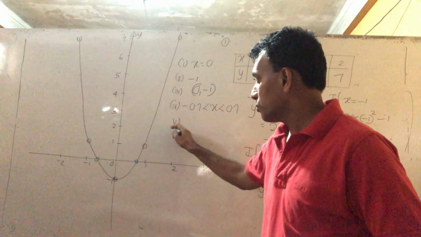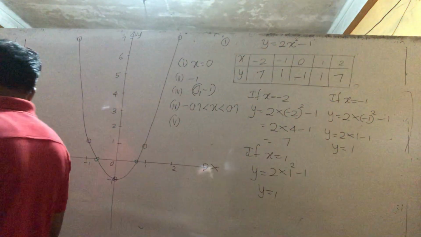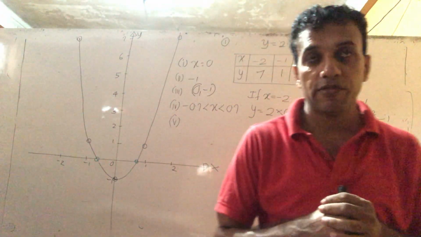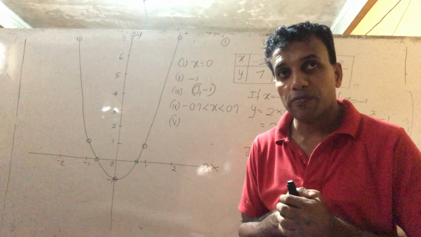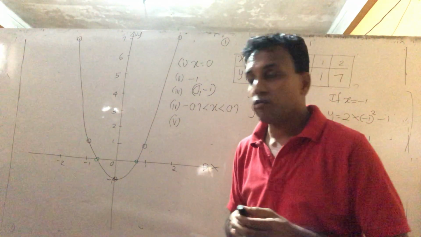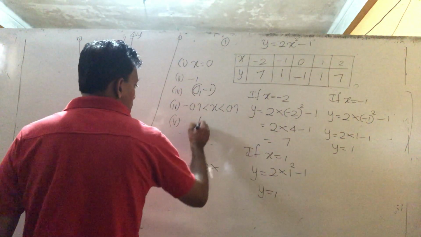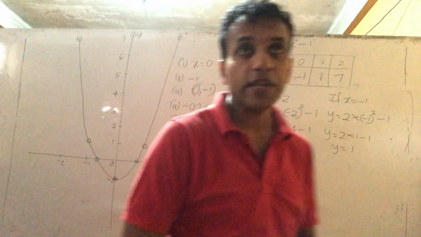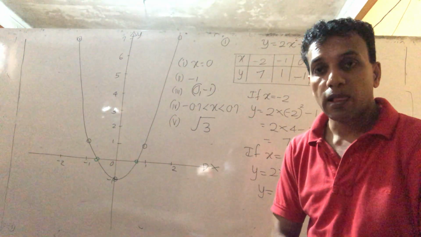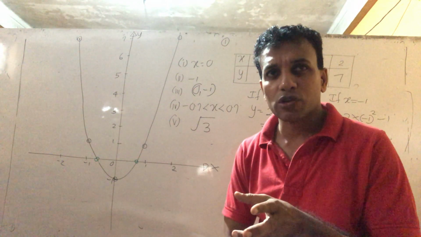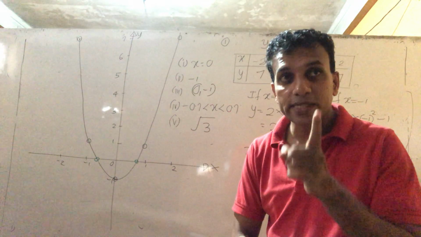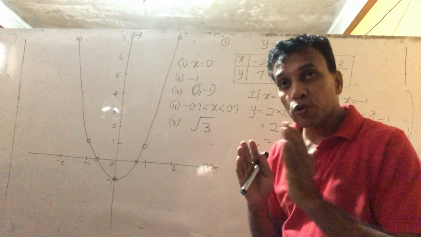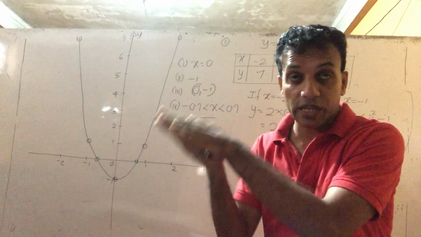Right, next part 5. Using your graph, find the value of square root 3. Sometimes in your book there's no question to find the square root, but in most provincial papers, grade 10 papers, Central Province, Western Province like this, finding the square root using the graph is very important, especially in grade 11.